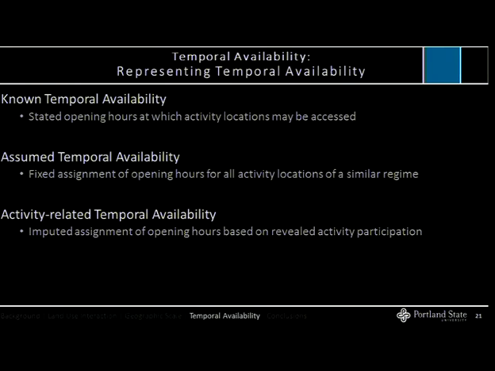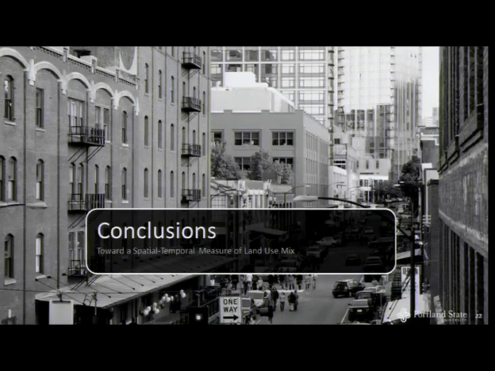Or we could do an activity-related temporal availability. Now we impute the assignment of opening hours based on the revealed activity participation that we have in some travel survey diary. We can get a probability or a distribution of different land use types that are open, or what time they may be open, based upon this. These are three ways going forward that we can think about representing this temporal element within our land use mix measures. And now, just some concluding thoughts.